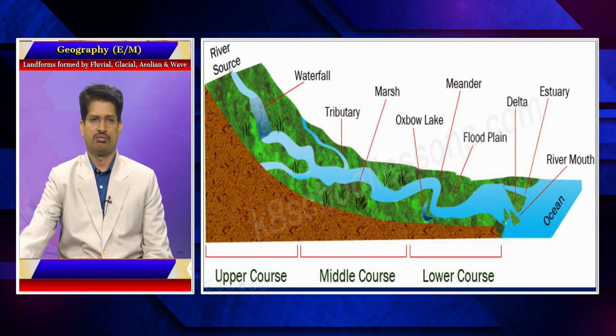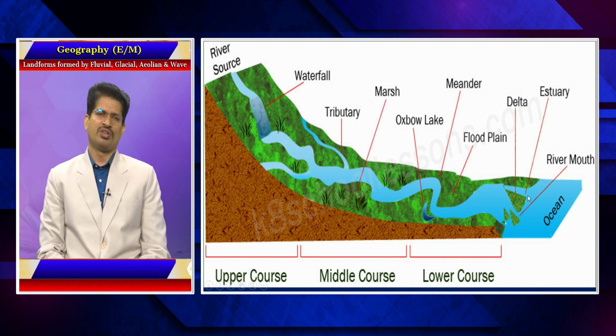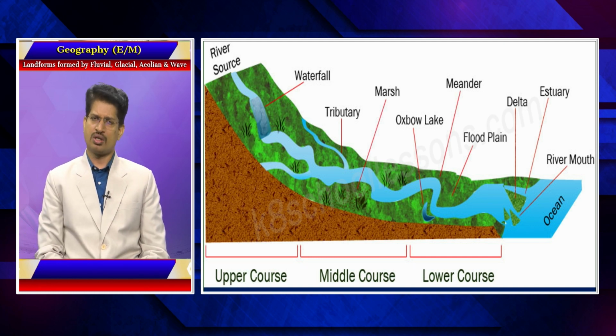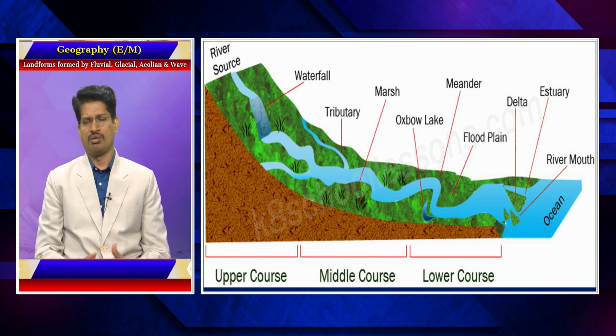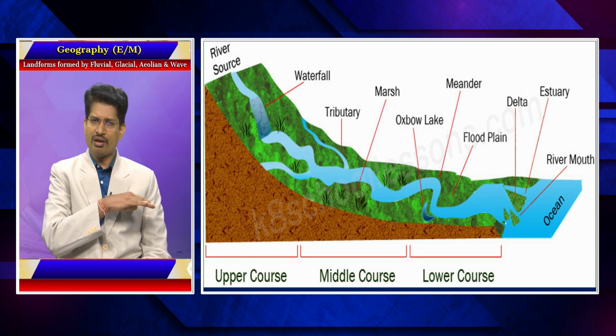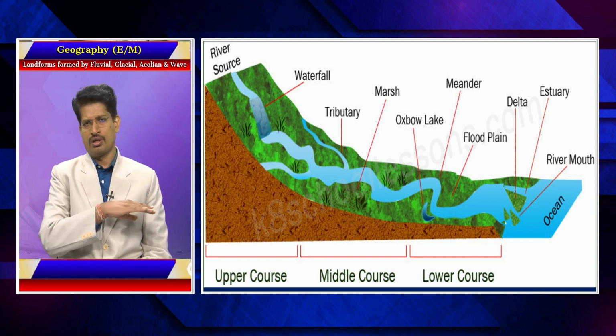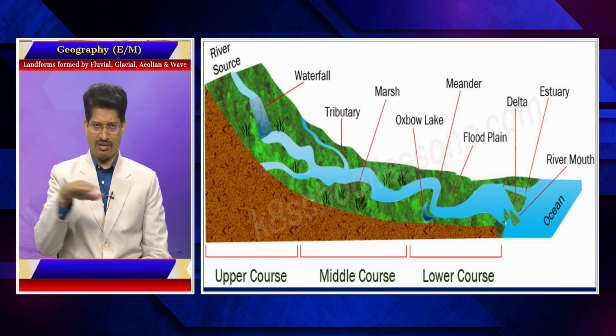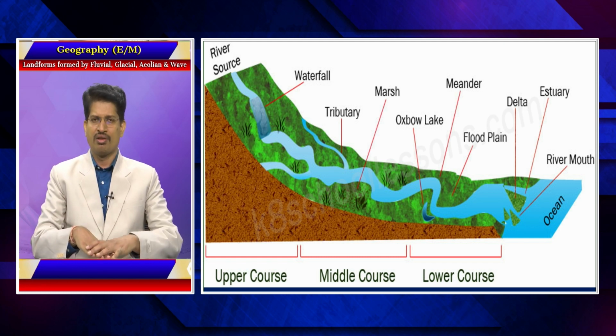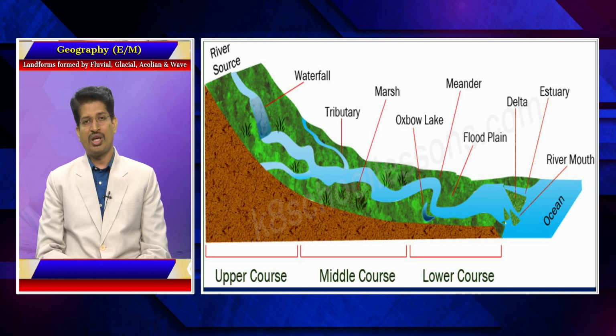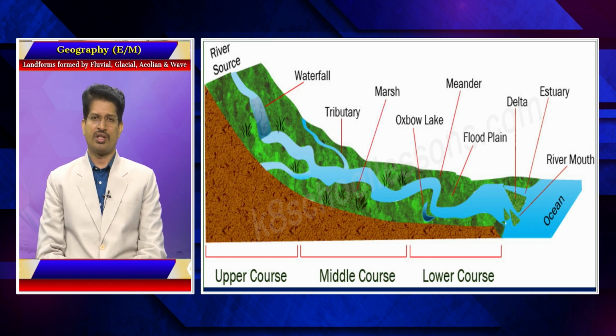So, here the river is flowing from a higher elevated region until it finally reaches an ocean. The main aim of these agents of erosion, whether it is water or ice or wind, the main aim of these agents of weathering and erosion is to make a peneplain, meaning a graded plane. They want to make the surface of the earth flat without any differences. That is the main aim of these agents of weathering and erosion.